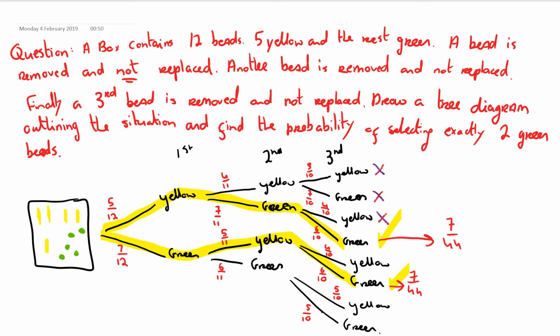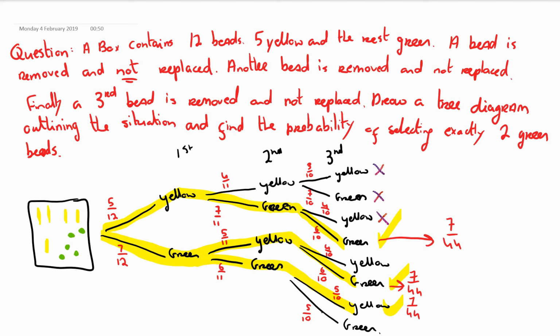Okay, so let's look again, see how I can get 2 greens. I could go a green, and a yellow. Yeah, so that will give me 2 greens. So it's a green, and a yellow. Okay, so that will work for me. So that will be 7 over 12 multiplied by 6 over 11 multiplied by 5 over 10. And that will get me again 7 over 44.